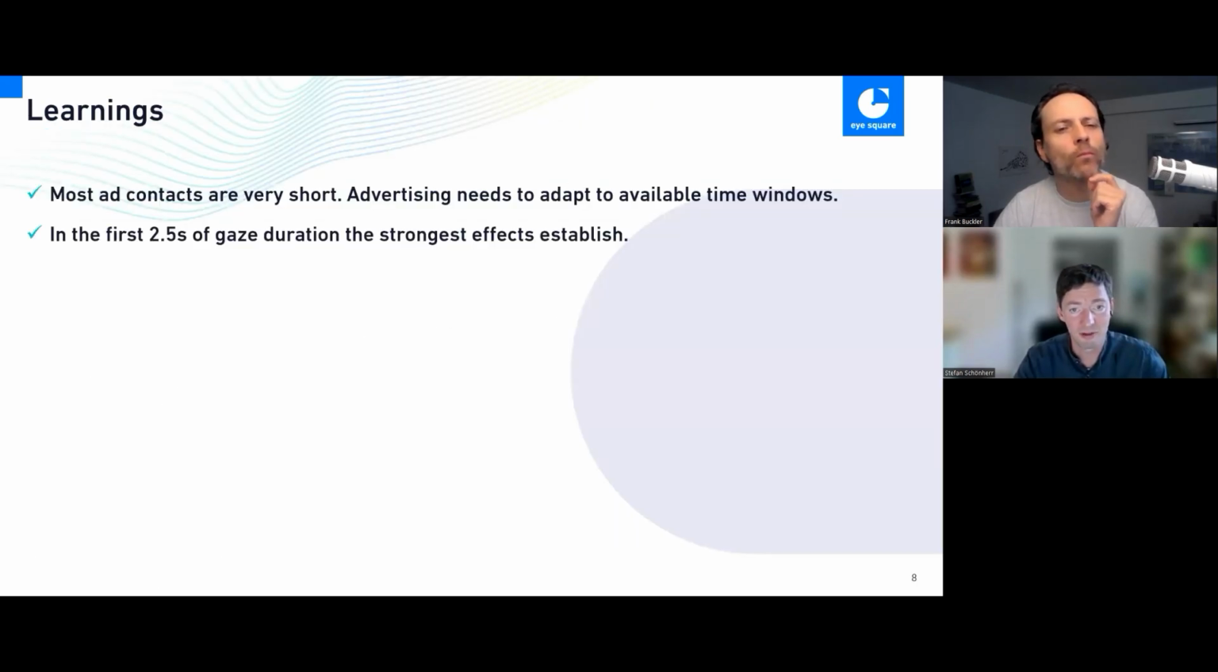So, learnings. Most ad contexts are very short. Advertising needs to be adapted to the available time window. That's important to make your message come through. And within the first 2.5 seconds, there are the strongest effects, and it is very important that you are really concentrating on these first seconds within the ad context.